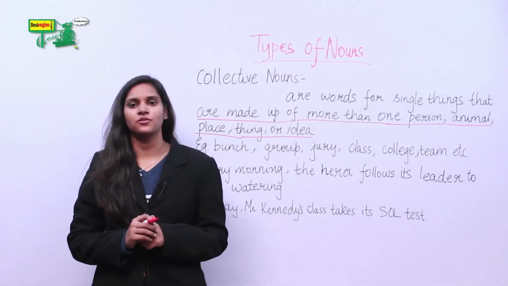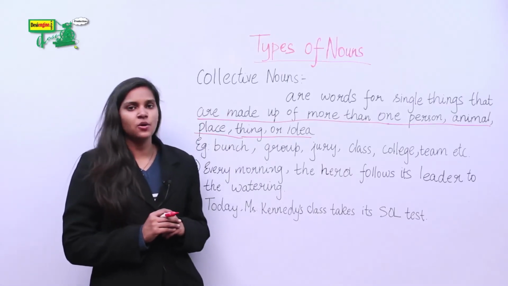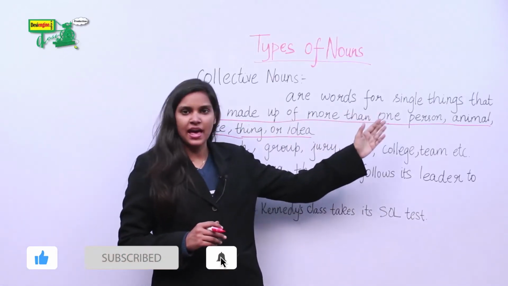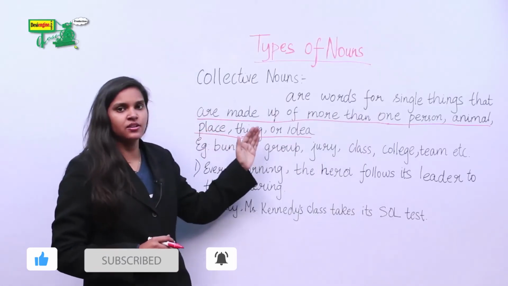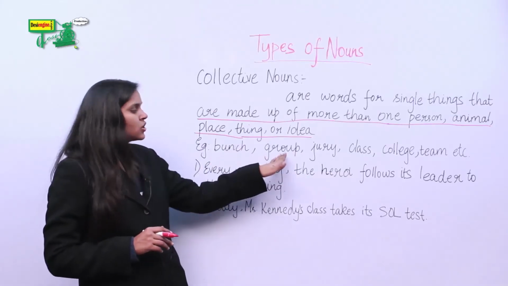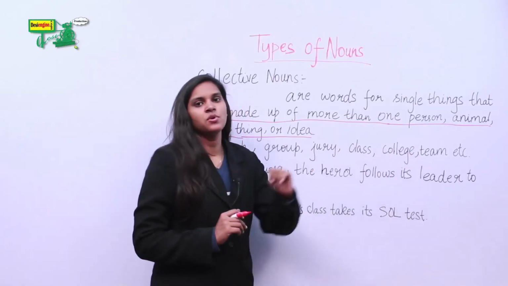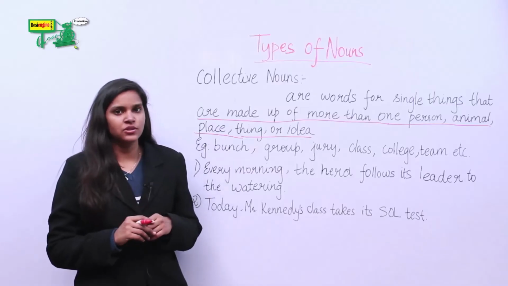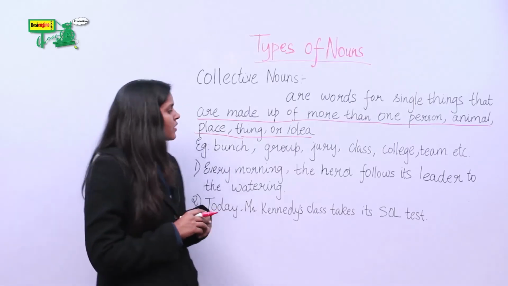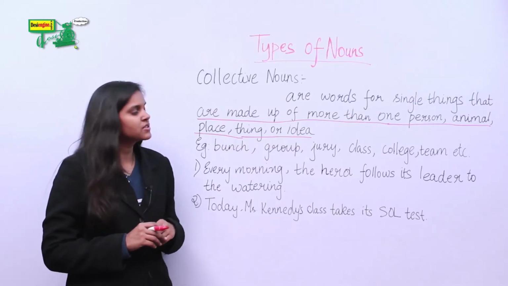Let's do the next kind of noun, that is the collective noun. What are collective nouns? Collective nouns are words for single things that are made up of more than one person, animal, place, thing, or idea. Let's take a few examples. Bunch, group, jury, class, college, team. All these qualify as collective nouns because they are talking about similar objects in plural form.